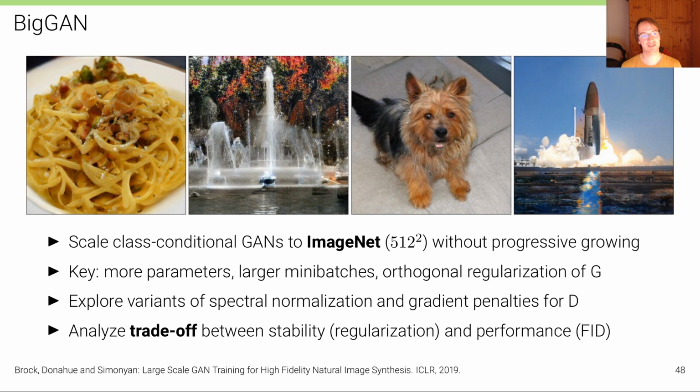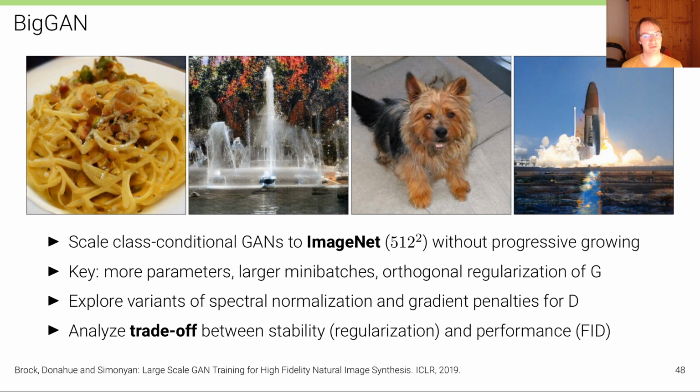So they tried to scale class conditional GANs, where there's a class label that's also an input to the GAN, to ImageNet at fairly large resolutions of 512 by 512 pixels. And they demonstrated that this is even possible without progressive growing if you have just very large models and large mini-batch sizes, and consequently also large compute clusters. This is done at Google, so it's at Google scale. And they introduced some tricks that are important for making this work, such as orthogonal regularization of G and latent space clipping. And they explored variants of different regularization strategies, and they particularly analyzed the trade-off between stability through these regularization strategies and performance.